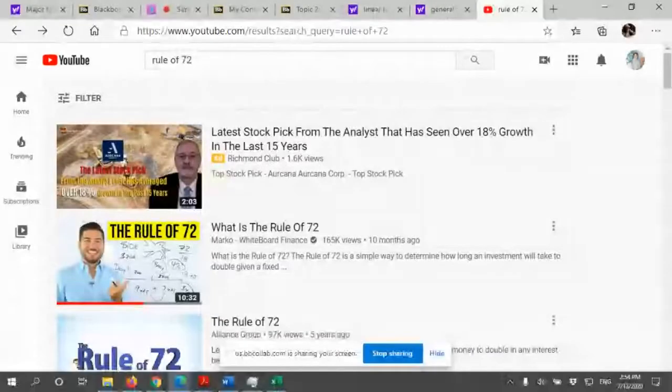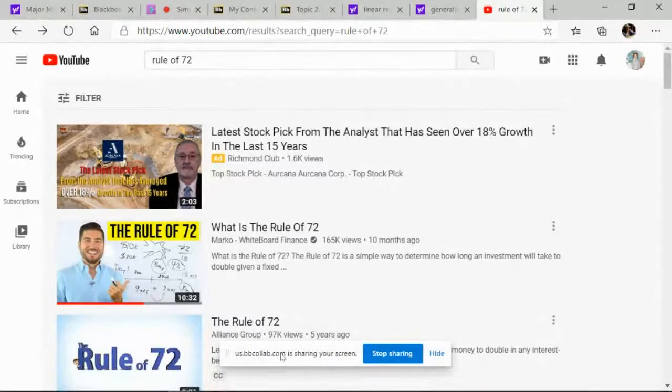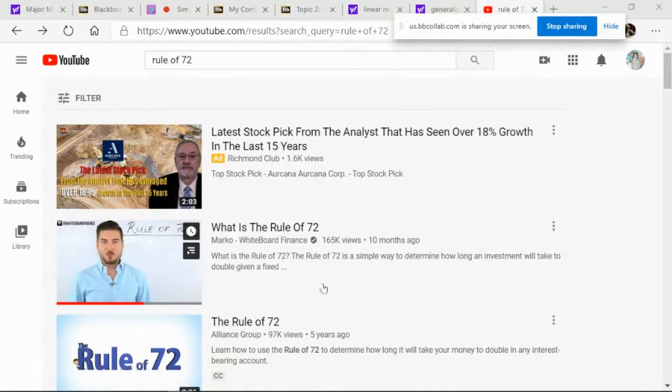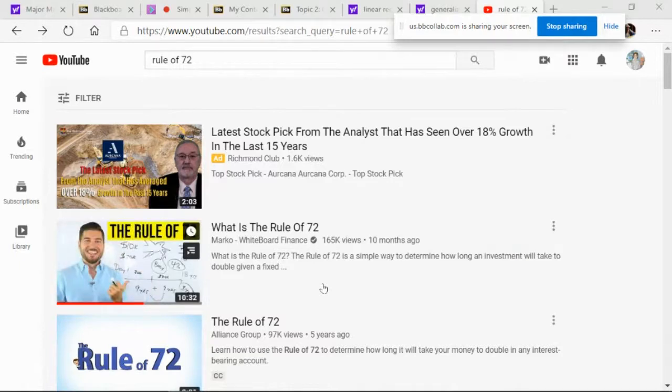So I've looked up, let me stop sharing this and let me share my entire screen, and let's hope. So on Google, you can look up a couple of links. I've listed good links about the rule of 72.